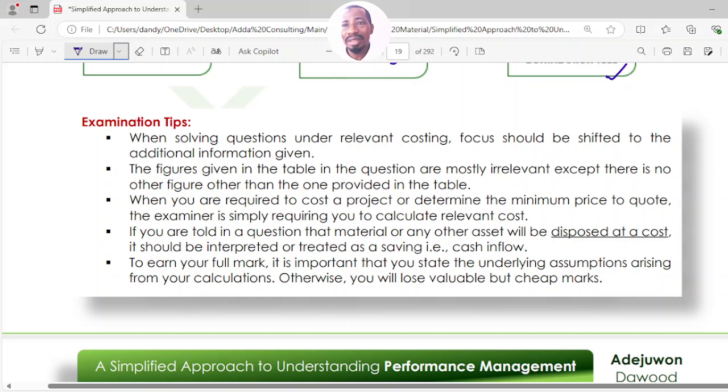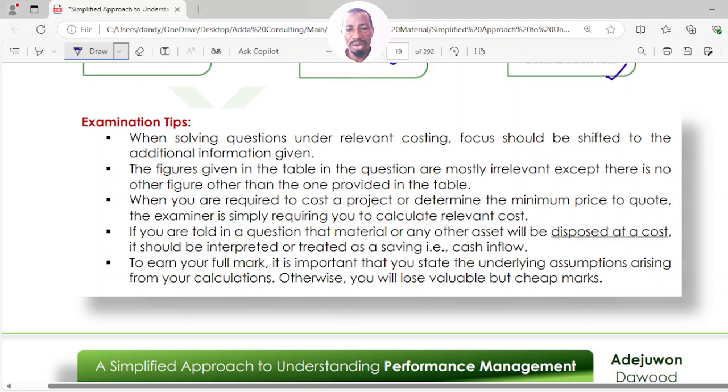At times, the calculation may be just 3 marks, then the assumption may be 7 marks. The assumption may be 12 marks, the calculation may be 8 marks, depending on how the question is structured. And that's why it is important, whether you are asked or not, to state your assumptions so that you don't lose valuable marks. So that's that. These are all the explanations and the principles underlying relevant costing.